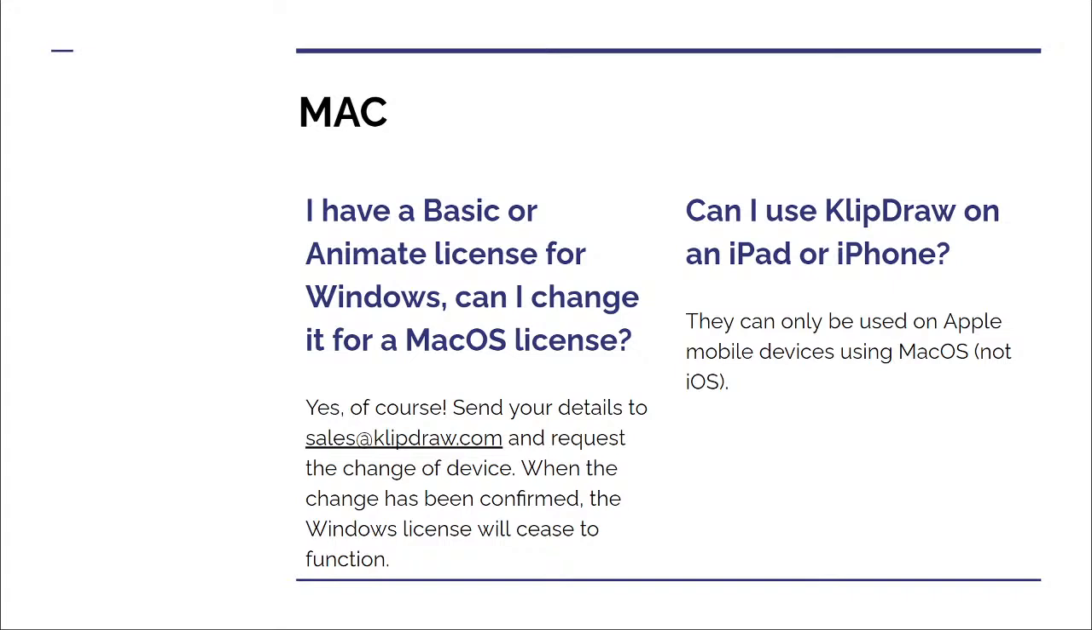Okay, another question that we received a lot in the last days. I have a basic or animate license for Windows. Can I change it for a Mac OS license? The answer is yes, of course. We invite you to send us an email to sales@klipdraw.com and request the change of device. We ask you to send an email with your license number, please, and we will answer you as soon as possible. I remind you that once you have activated the license on Mac, you will not be able to use the same license on Windows.